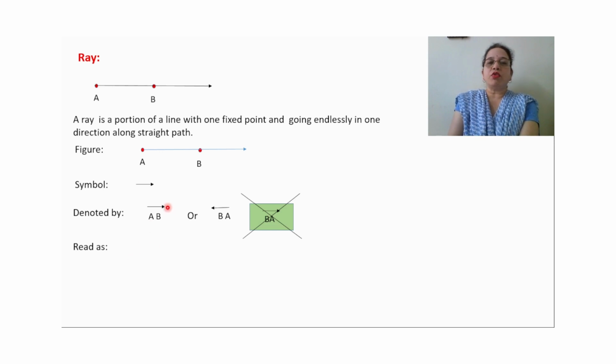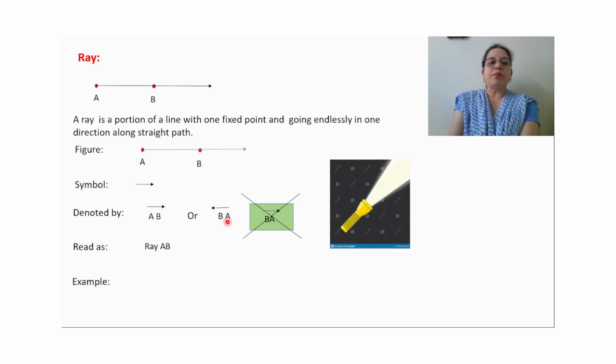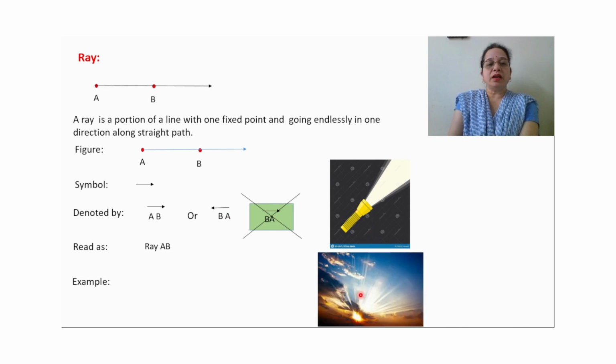This is the symbol for ray. So ray AB. Again, this is ray AB. Always we start with the fixed point. So examples of a ray are rays from the torch, sun rays.